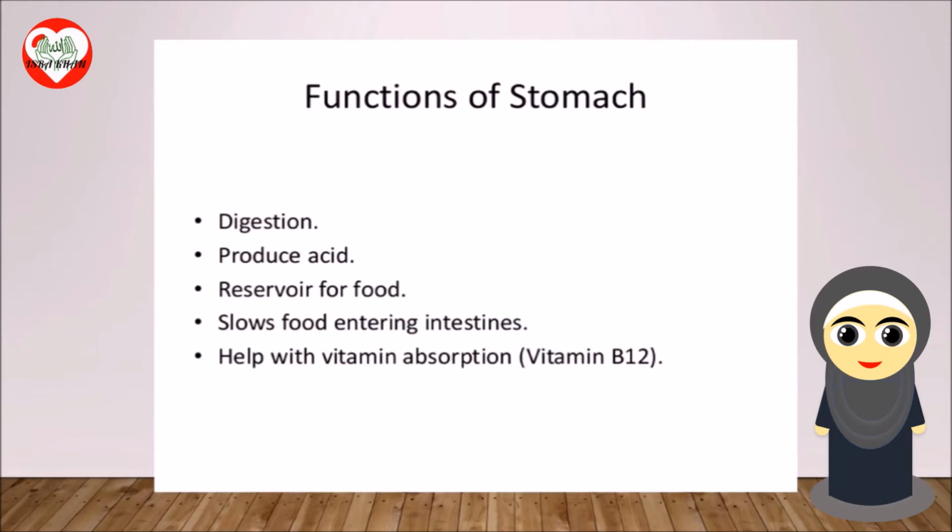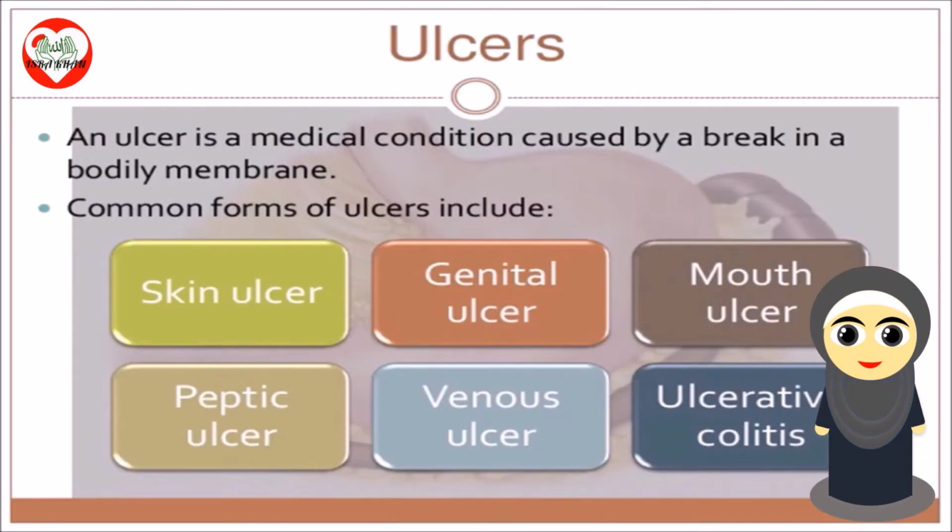Functions of stomach: digestion, produces acid, reservoir of food, slows food entering intestine, helps with vitamin absorption, that is mainly vitamin B12. Let me start with the definition of ulcer. An ulcer is a medical condition caused by a break in a bodily membrane. Common forms of ulcers include skin ulcer, genital ulcer, mouth ulcer, peptic ulcer, venous ulcer, and ulcerative colitis.